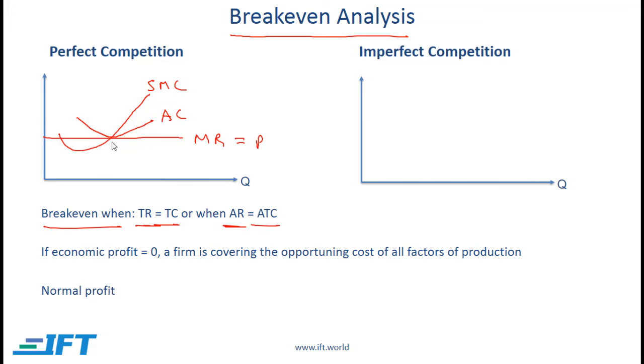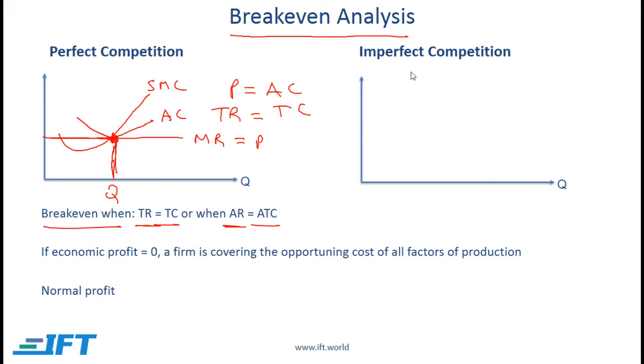The profit maximization happens over here because marginal revenue is equal to short run marginal cost, and this is also where the average cost is intersecting the short run marginal cost. So at this quantity, this is the price and this is also the average cost. Since the price here is equal to the average cost, this means that the total revenue is equal to the total cost. So that represents the break-even point.